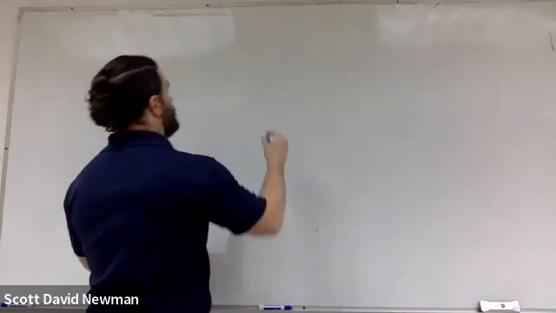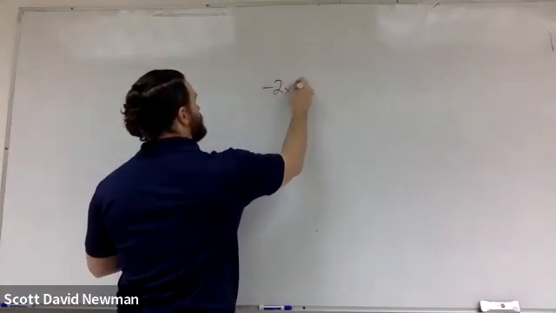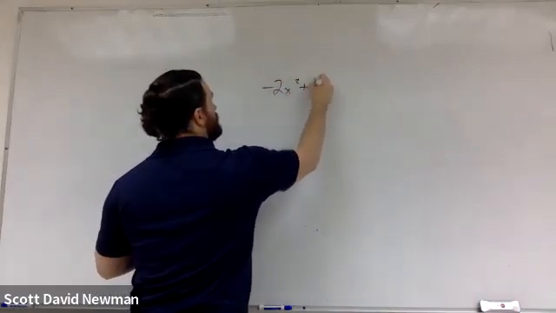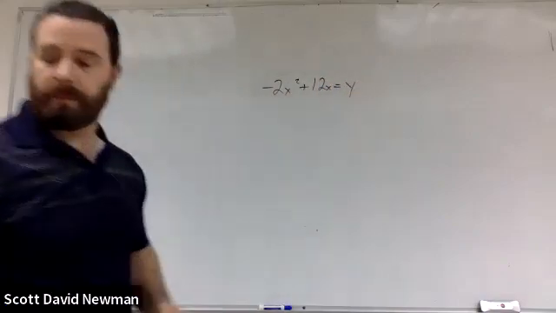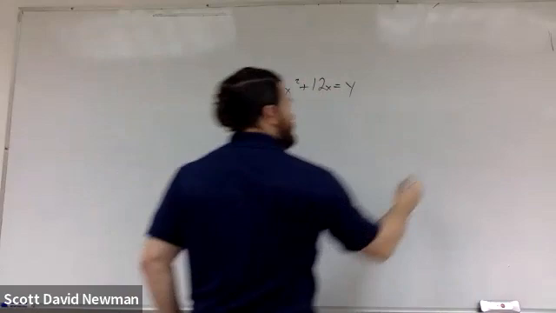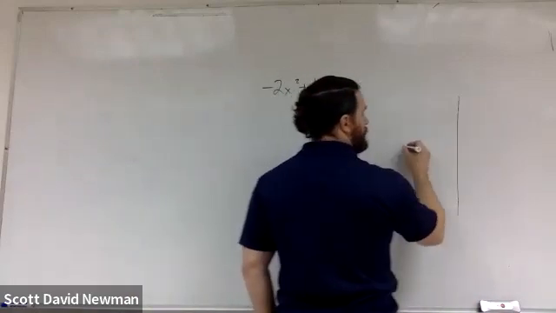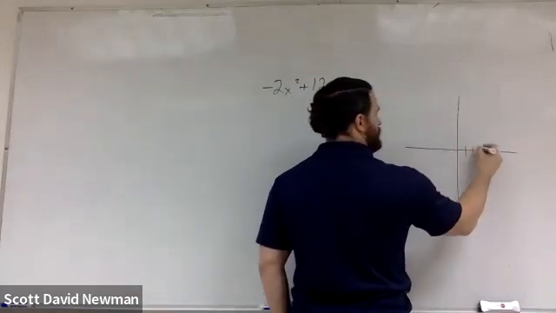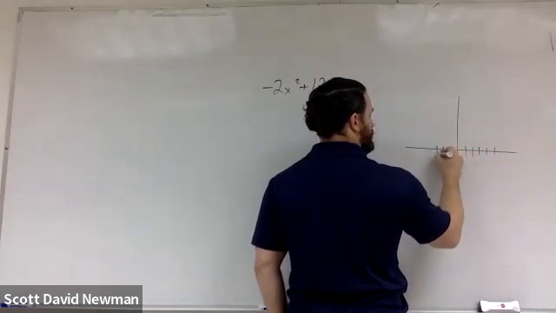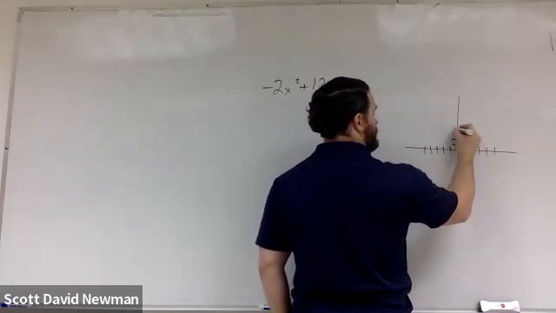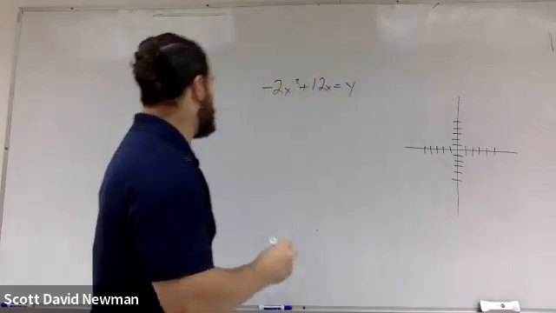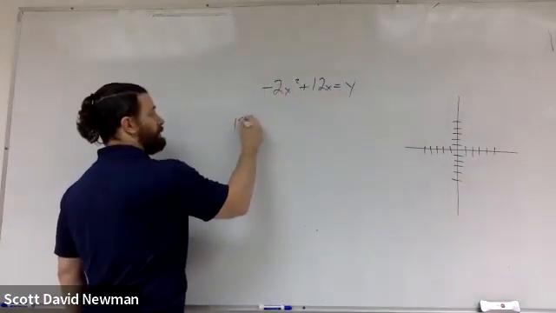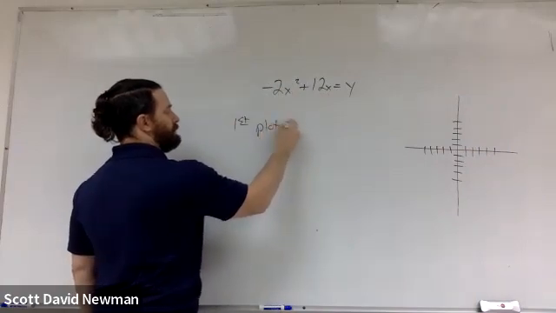Let's go ahead and graph negative 2x squared plus 12x equal to y. I'll draw my graph over here again. All right. So again, my first step, plot the y-intercept.